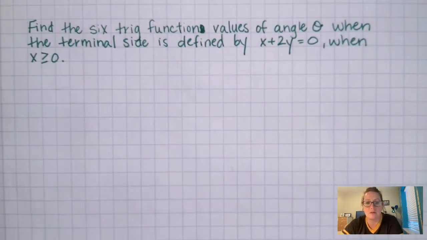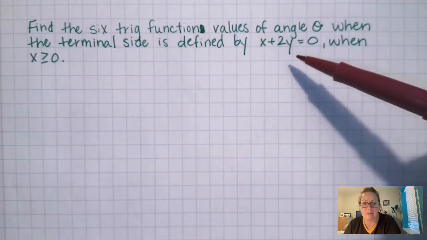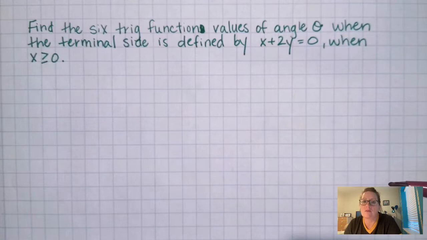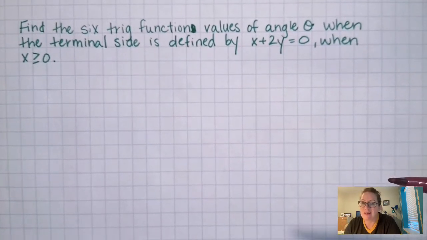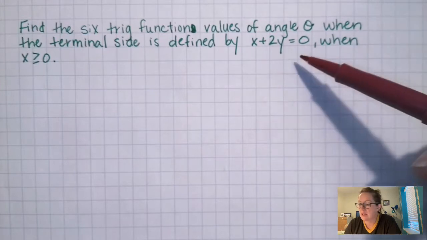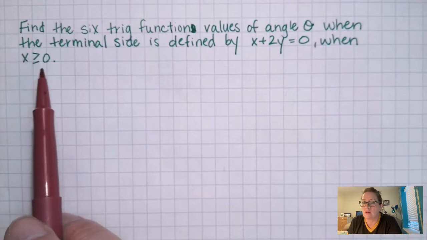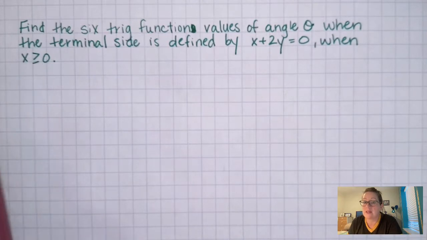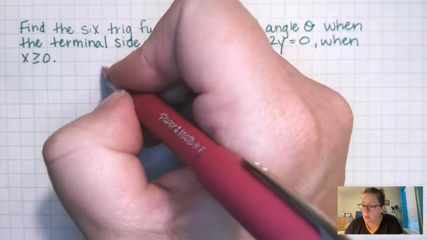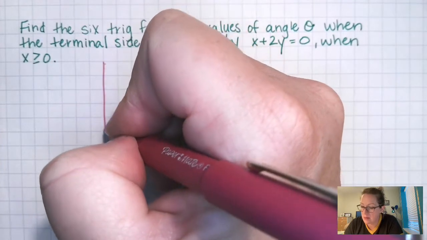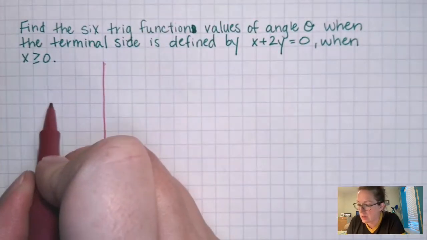Hello, we are going to work on figuring out some trig values when we're given a line. So we want to find the 6 trig values of angle theta when the terminal side, remember terminal just means ending, is defined by this line. And then it also gives us this restriction of when x is greater than or equal to 0. Okay, this looks like a very terrifying problem, but it's not bad at all. So let's go ahead and draw our line first.